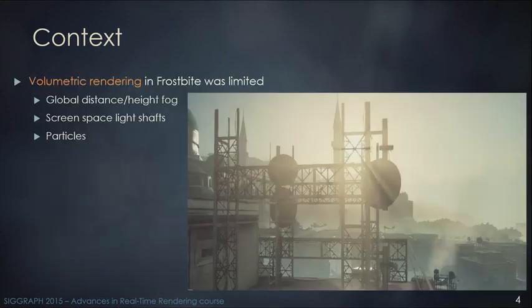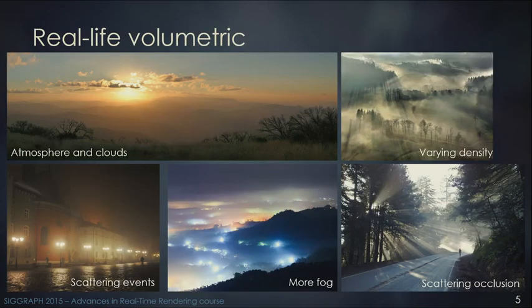But next to that, volumetric rendering in Frostbite was very limited at the time. We had global distance and height fog, screen space light shaft, and particles. And we wanted more. Nothing wrong with these techniques, but we wanted more. We wanted, for example, atmosphere simulation, sky, large-scale fog that could have varying densities, scattering events, scattering occlusions also to get some sort of light shafts.